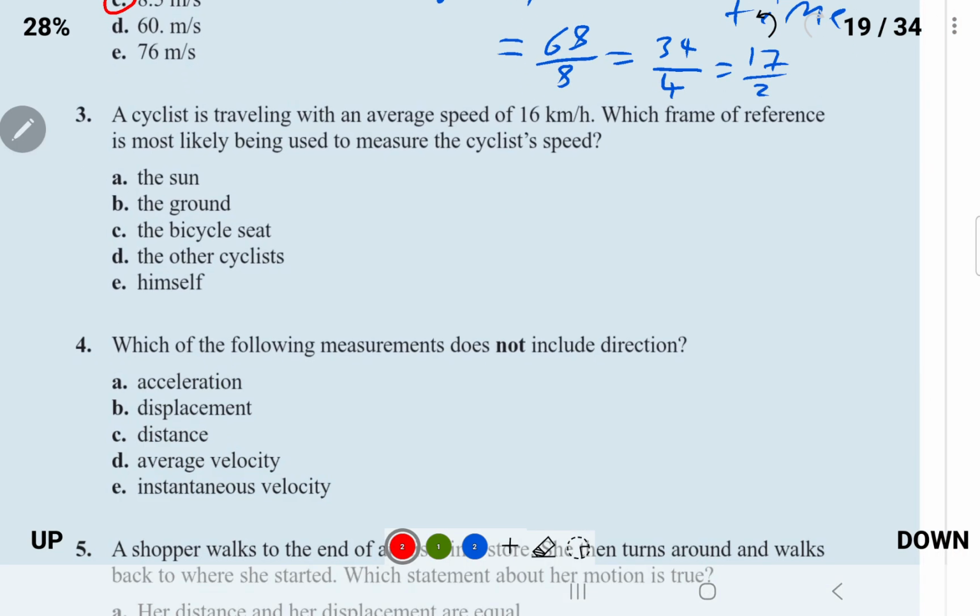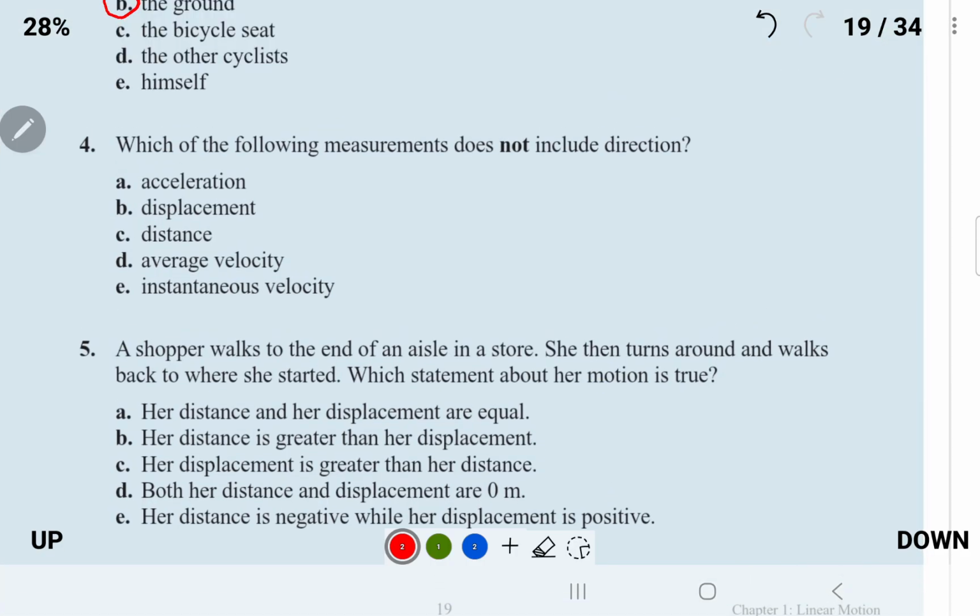Question number 3. A cyclist is traveling with an average speed of 16 kilometers per hour. Which frame of reference is most likely being used to measure the cyclist's speed? The answer here is the ground. Whenever we give you the speed of anything, the frame of reference will be the ground. Next one. Which of the following measurements does not include direction? Does not include direction means only magnitude without direction. So this is called a scalar quantity. A scalar quantity here is distance. So option E is the correct answer.